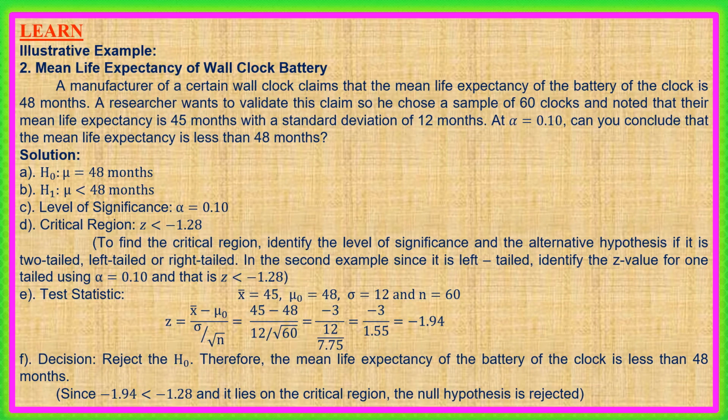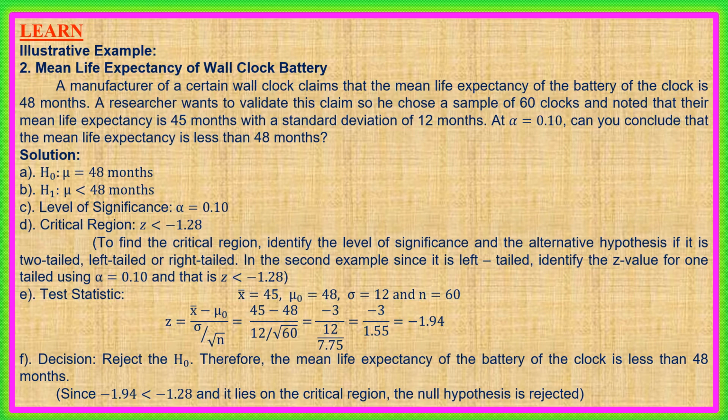For example number 2, our solution. So our null hypothesis is mu equals 48 months. Our alternative is less than 48 months. Our level of significance is alpha equals 0.10, and our critical region is z less than negative 1.28. So since it is left-tailed, we identified the z-value using the table for the left-tailed, and that will give you z less than negative 1.28.